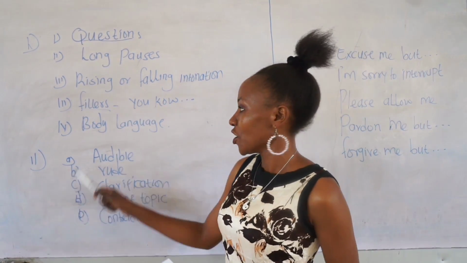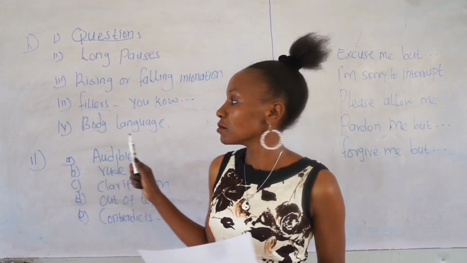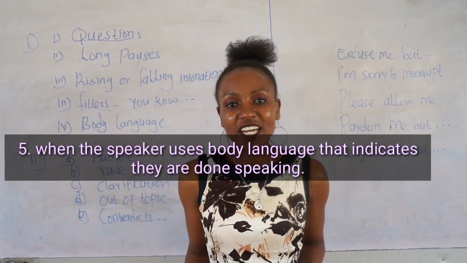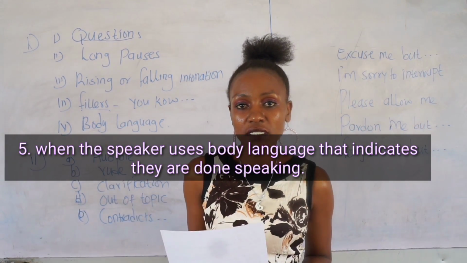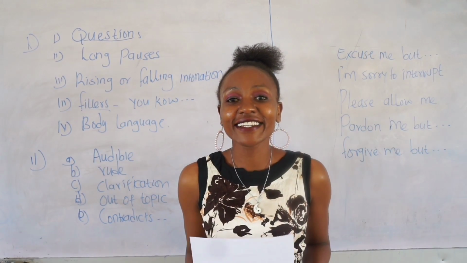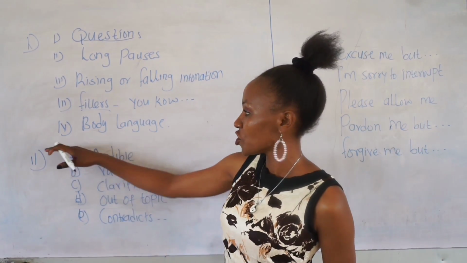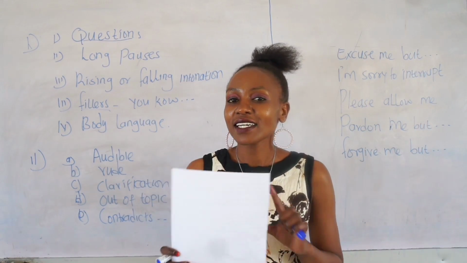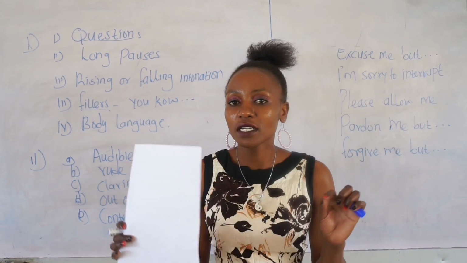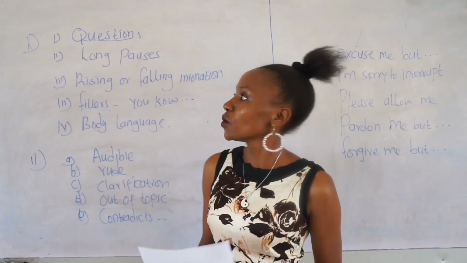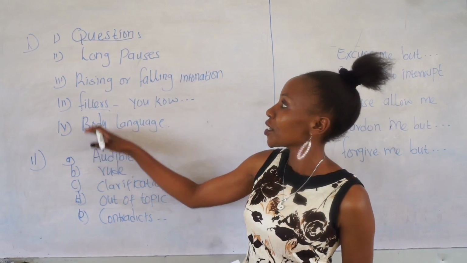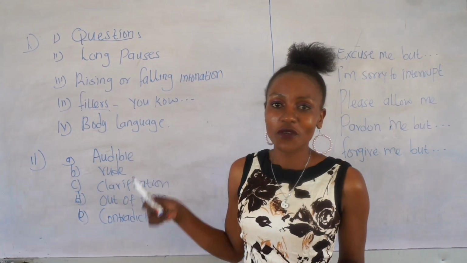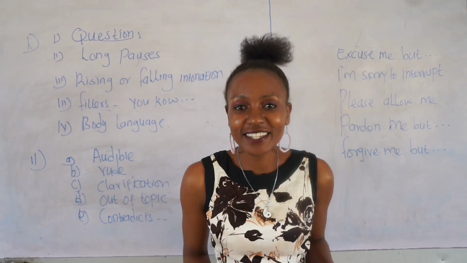The last one, you're going to check for body movement. So when a speaker uses a body movement that suggests that they are done speaking, you know you can speak. Remember that interrupting is very, very rude. So you look for these clues, and when you see one of these clues, you can speak in any conversation.